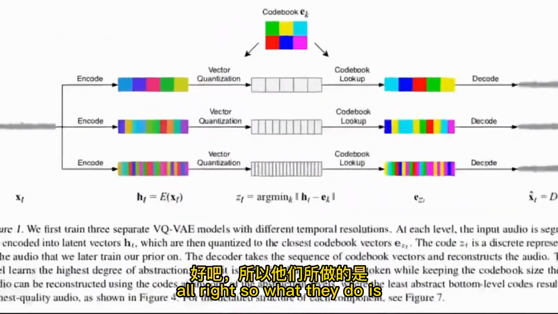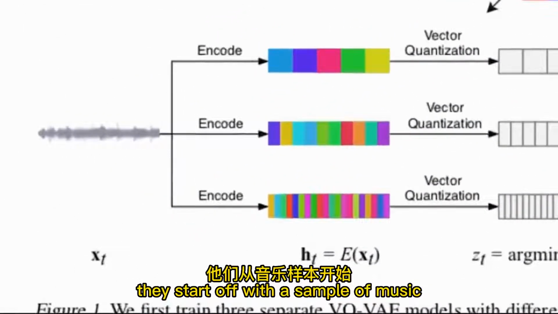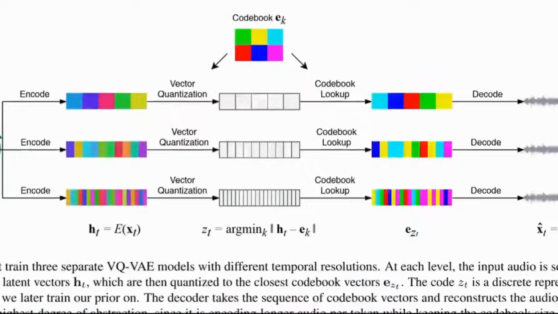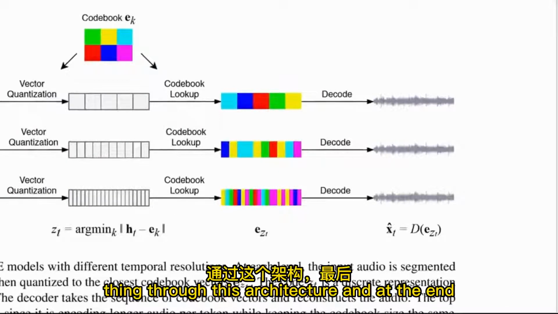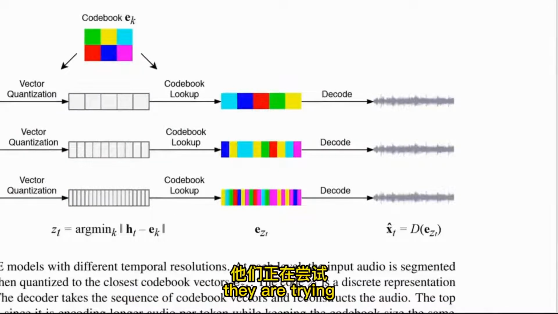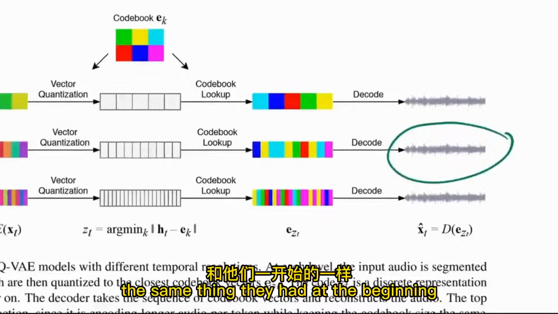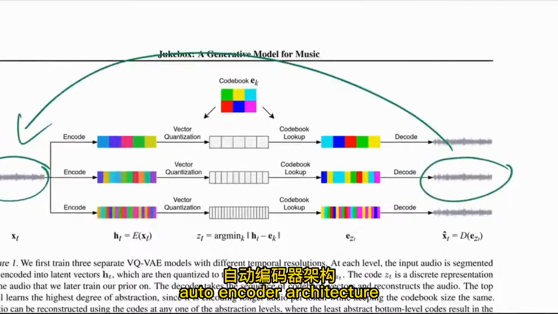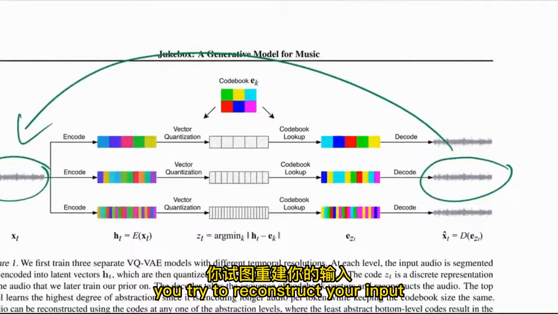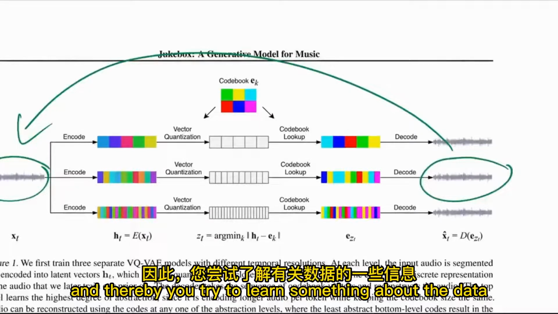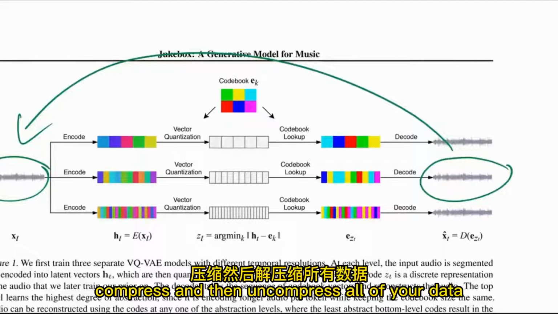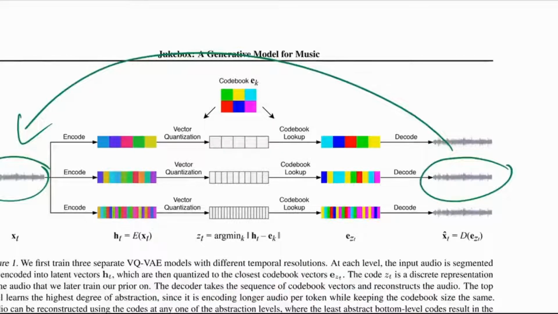All right, so what they do is they start off with a sample of music, and they send it through this architecture, and at the end, they are trying to reconstruct the same thing they had at the beginning. So you see this overarching autoencoder architecture. That's why it's an autoencoder. You try to reconstruct your input, and thereby you try to learn something about the data, because a model that can compress and then uncompress all of your data has learned something useful about it.